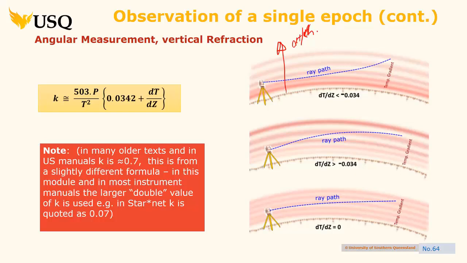So it's really meant to fool you, but you have to look at the context and just query it. If you look up the Leica equipment and most of the other equipment for its refraction coefficient, you'll find they give you one. I think in Leica it's 0.13.